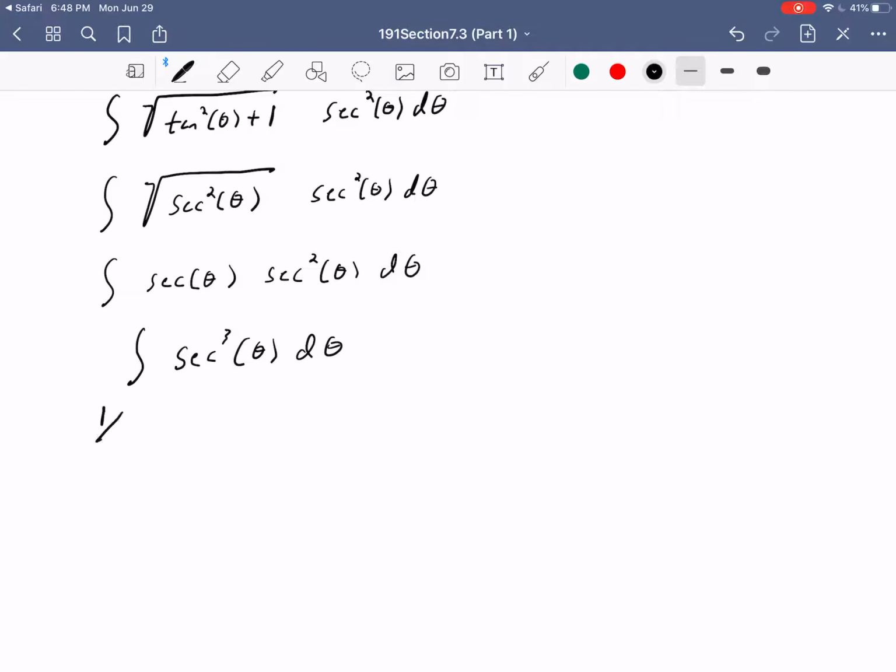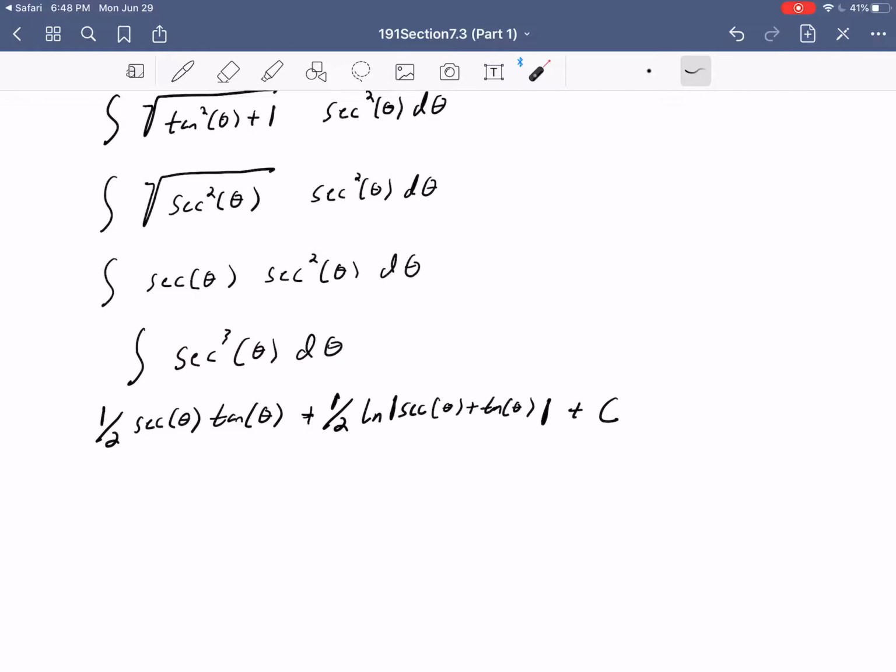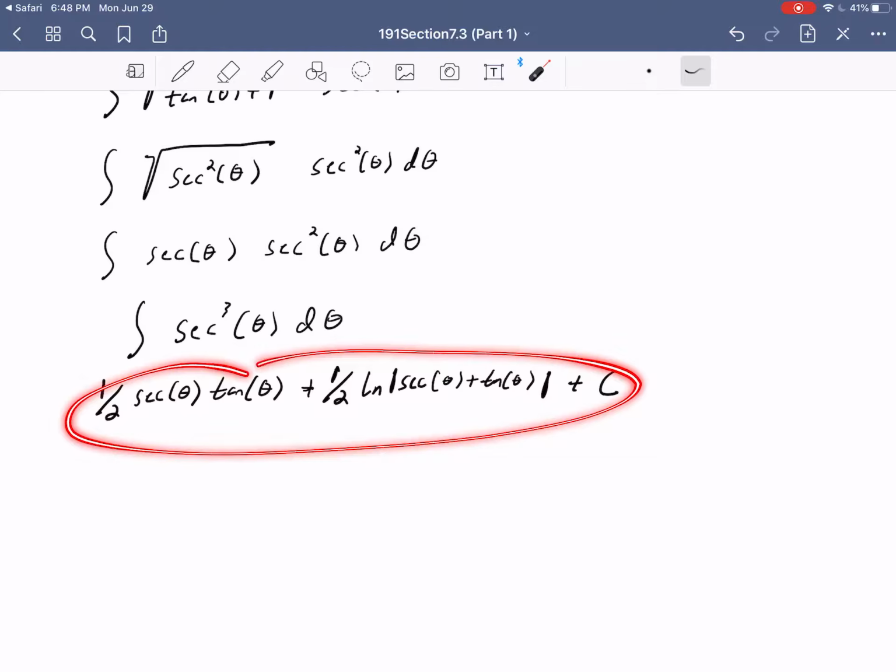So we know that this becomes 1/2 secant theta tan theta plus 1/2 ln absolute value of secant theta plus tan theta plus c. So that was our integral for secant cubed that we established in the last video when we went through and did this as an integration by parts. Remember, we broke it down as a secant theta and a secant squared theta, and then we worked from there, and we got this expression here. So now that we have that, we can start to undo this substitution.